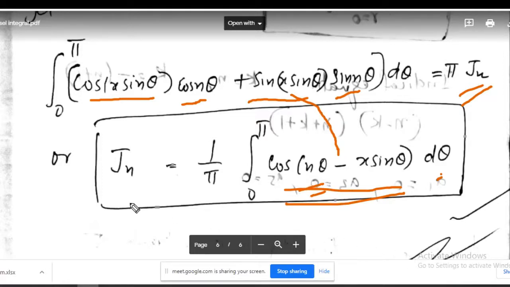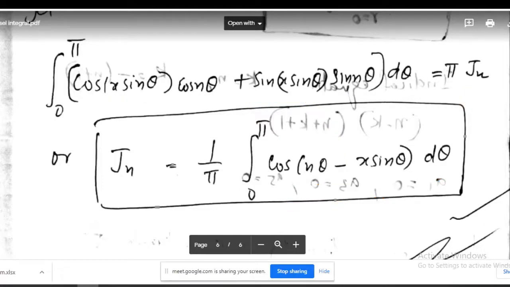So what do you get? Jn equal to 1 by pi integral 0 to pi cos(n theta minus x sin theta) d theta. Okay. So this is the integral form of the Bessel function. Okay.